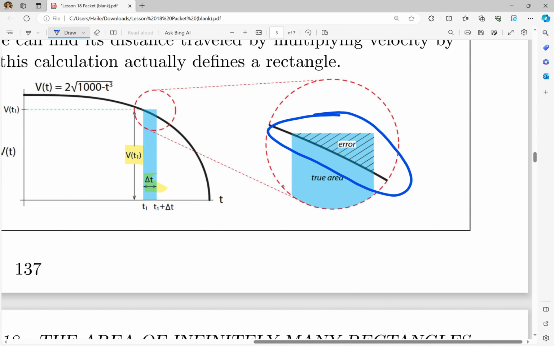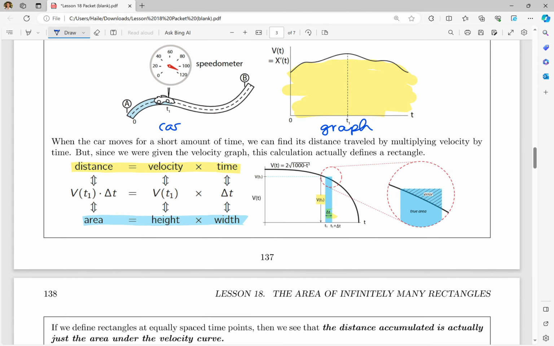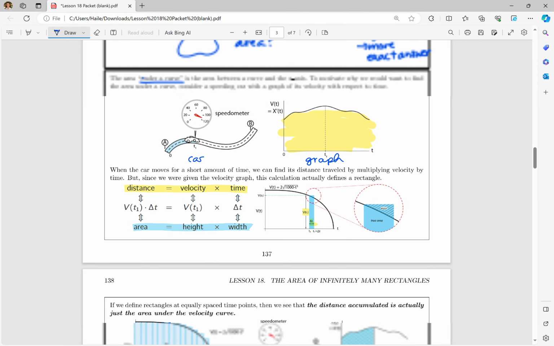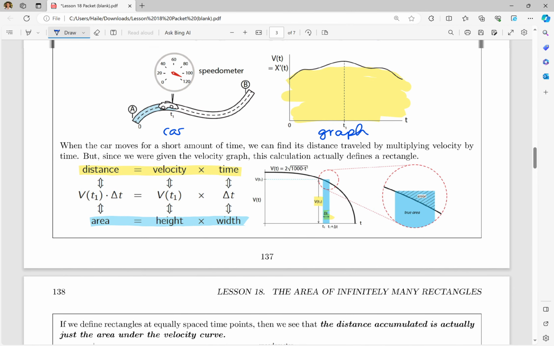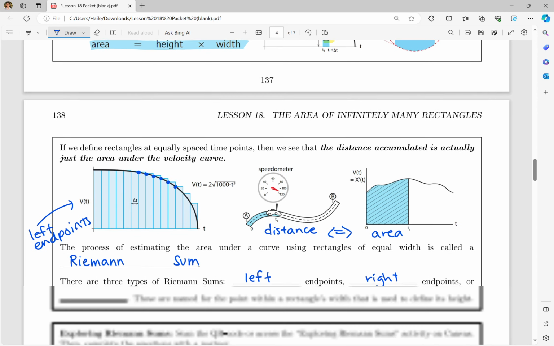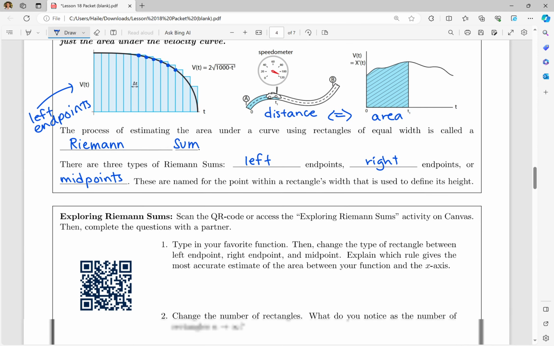Or you could also have a type of error that goes below the curve depending on what rectangles you choose. So you'll see some questions like that where it asks you, is this an overestimate or an underestimate? And that's what you're looking for, the area that's extra or less than the curve. Okay, so we know what a Riemann sum is.